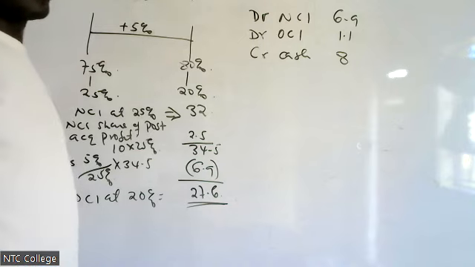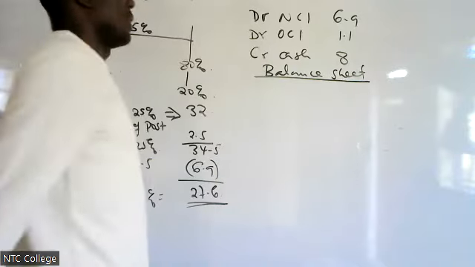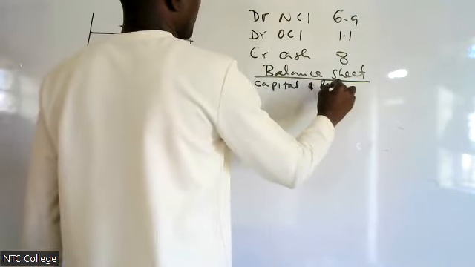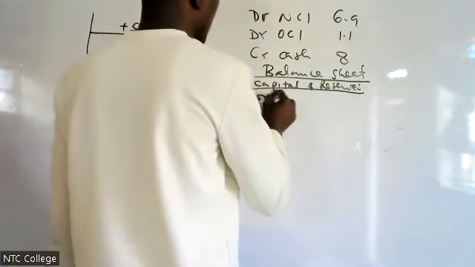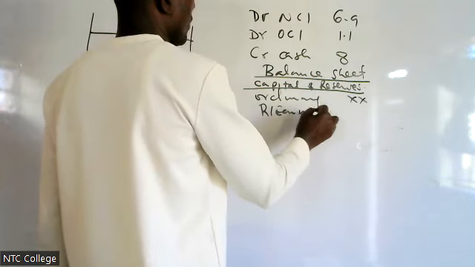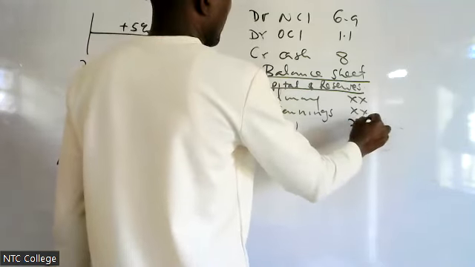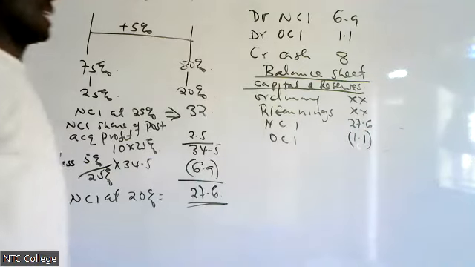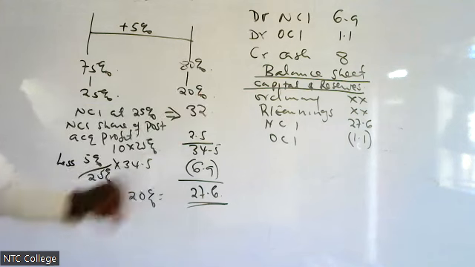Therefore, when I go to the balance sheet, let me prepare it. I want to show you how to prepare the balance sheet. Under capital and reserves, here I will take ordinary share capital. Of course, we take parent only and retained earnings. Then I come to non-controlling interest, NCI. I will take 27.6. Then OCI, other components of equity, 1.1. But I less because we are going to reduce our reserves. That is how you report in the balance sheet.